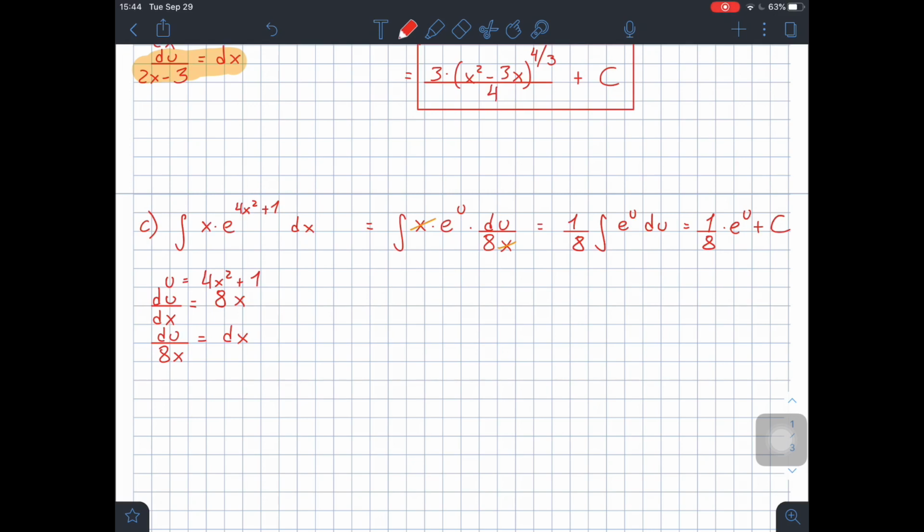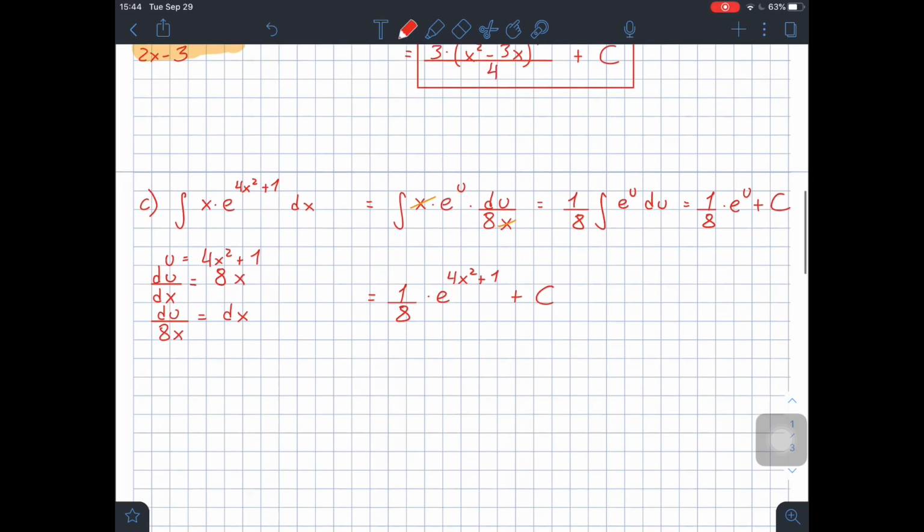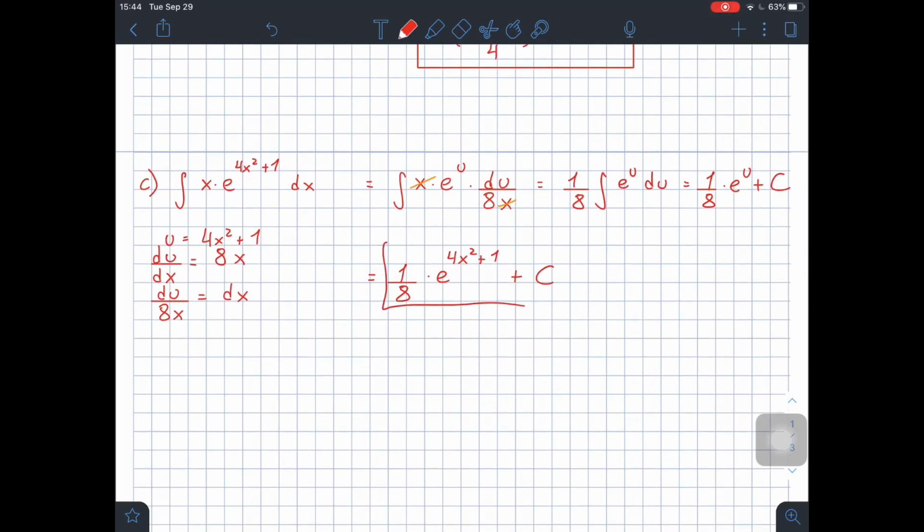So once we have found the integral, I need to replace my variable to its original state, which is in this case 4x squared plus 1. So finally our answer would be 1/8 times e to the power of 4x squared plus 1, and this is all plus c. And this would be our final answer for this example.